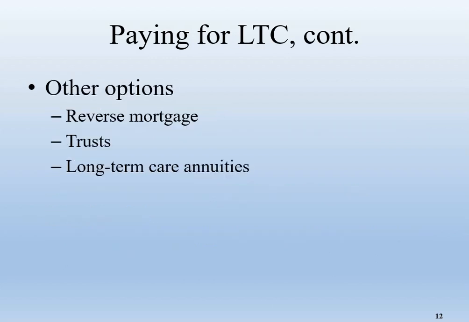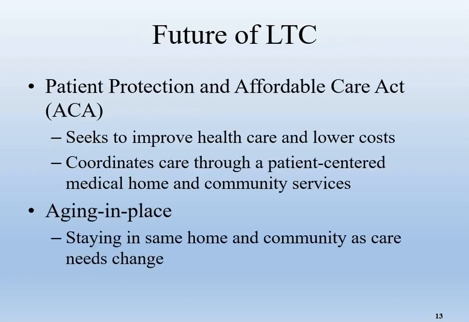There are other options. There are reverse mortgages, where a person or a married couple has paid off their house. They start getting payments in reverse. So instead of paying a mortgage, you get money back, and you can use that to pay for long-term care. There are trusts, where you're getting money from somebody like a father or mother who died, who was rich and left you money. There are long-term care annuities; you can get these through insurance companies like life insurance companies and so on.